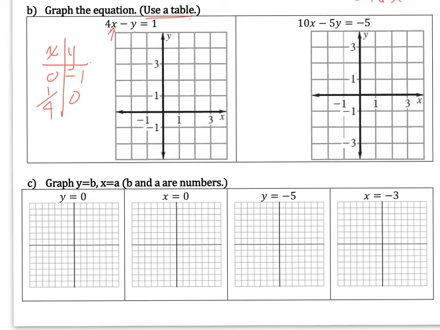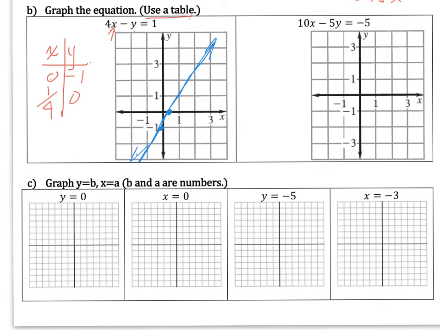And then I can graph. 0, negative 1, 1/4, about right here. I can make my line. I highly recommend that you use a ruler.